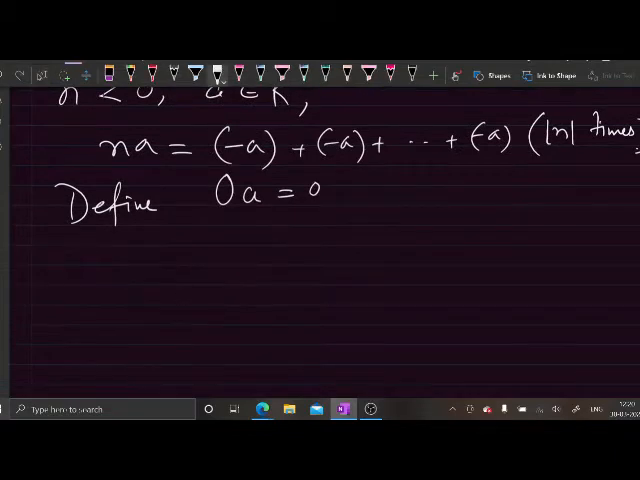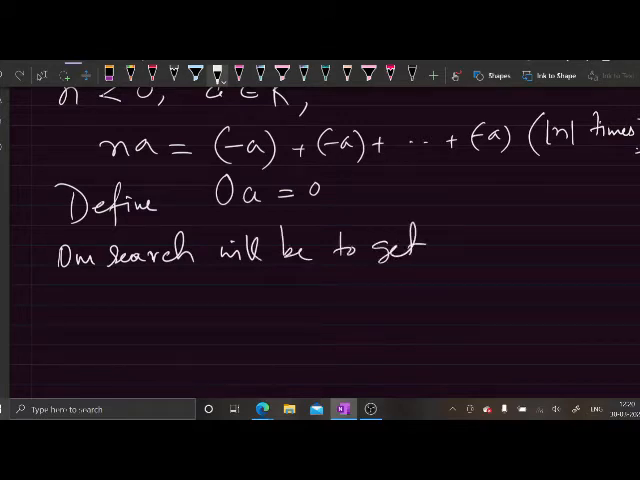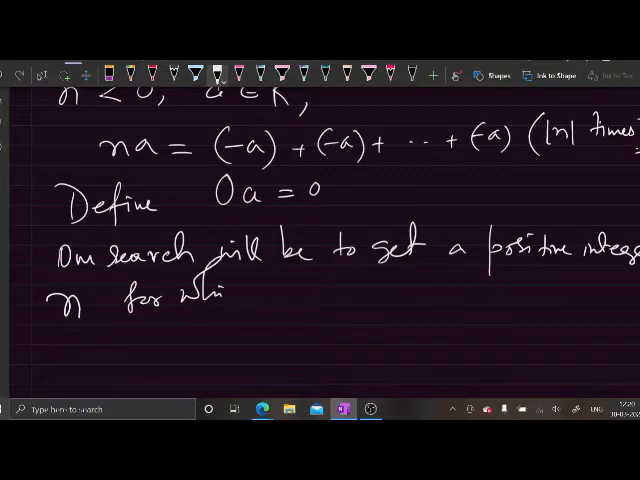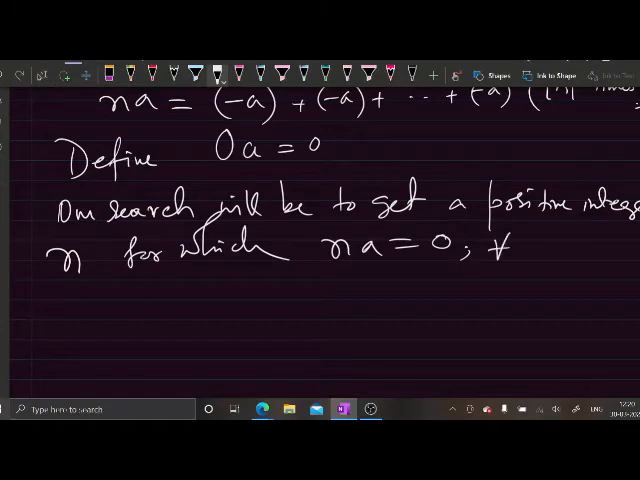Now our interest is to search for a positive integer n for which nA is going to be 0. So our search will be to get a positive integer n for which if you add A n times, that will be 0. So this is our search, and this will be for all A belongs to R.